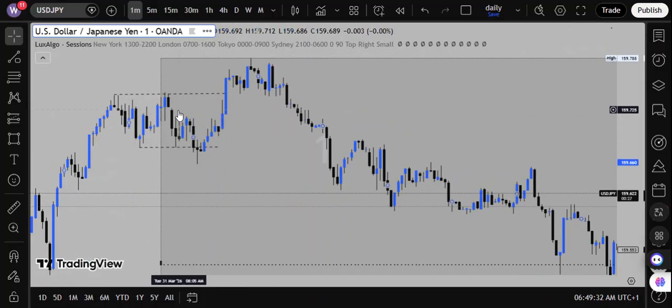Now, after this has been completed, you want to look out for the first fair value gap that forms in this area. This is not valid. Why? Because look at the wick. The wick wicked up more than 50% of this candle.